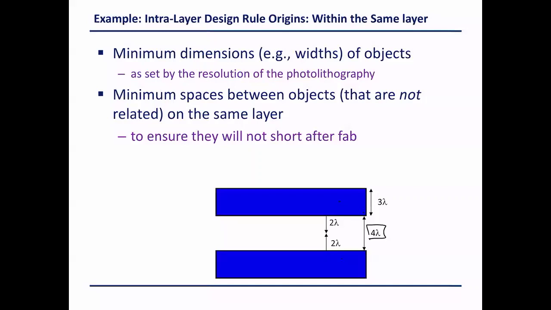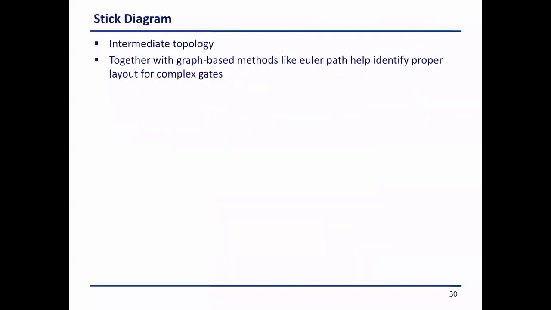Okay, why do we want to have a minimum separation between objects in the same layer? So that I do not short them by mistake when I fabricate, so that the resolution of my printing is on the safe side. Okay, now we're going to come.